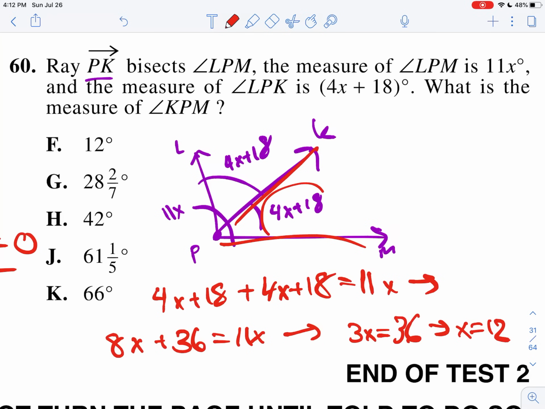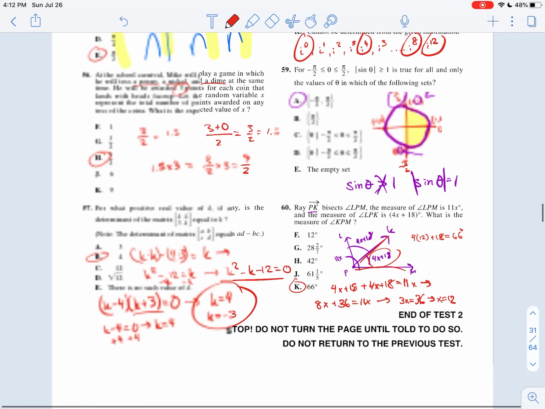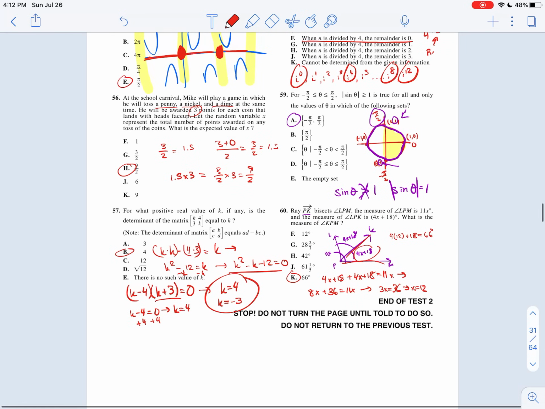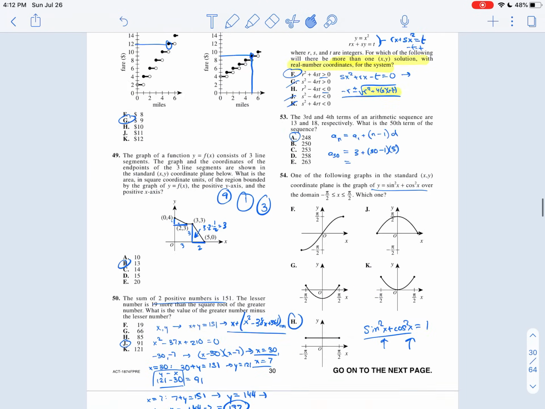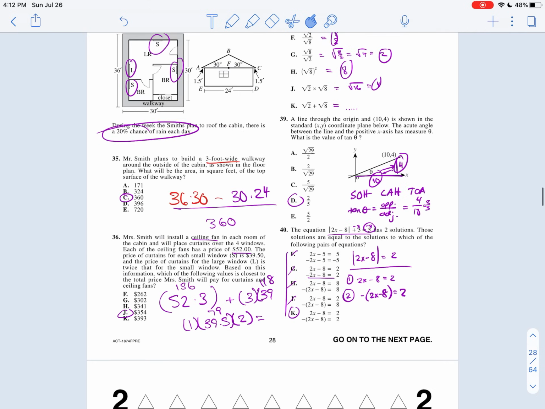Plug that into 4x plus 18. You get 4 times 12 plus 18. That equals 66 degrees. And that is the 2018-2019 practice test in a nutshell.